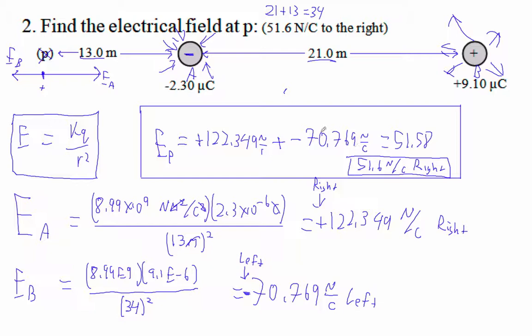So again, your steps are, I think it's good to figure out, before you do any calculations, which way the electric fields are going to be. If it's a negative charge, it'll be toward that charge. If it's a positive charge, it'll be away from that charge. Figure out their magnitudes. Based on which direction they are, put a plus or minus on them, and then add them up. That's the steps.